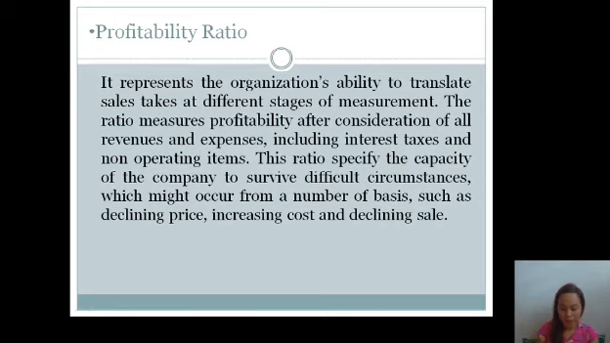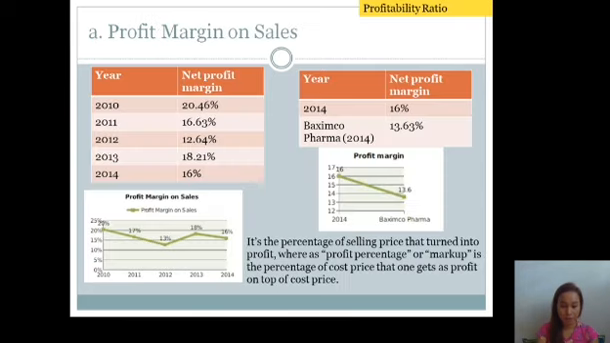The profitability ratio we can justify on 5 ratios. Those are the following: profit margin on sales, total assets turnover, return on investment asset (ROA) ratio, then financial leverage, and then also the return on equity (ROE) ratio. So here we show 4 ratios out of 5. Let's start with profit margin on sales.